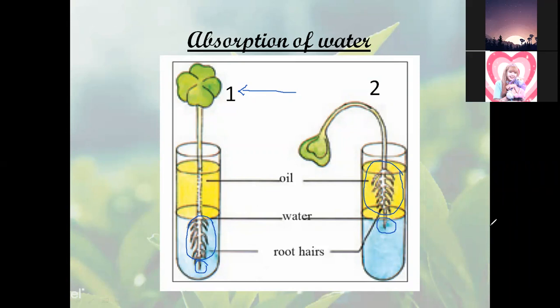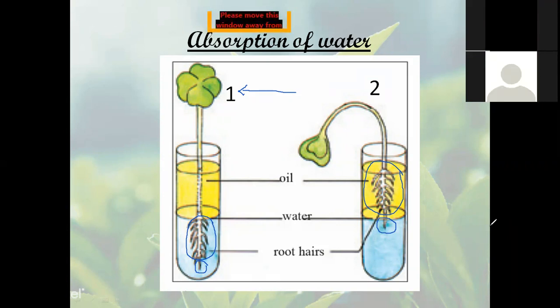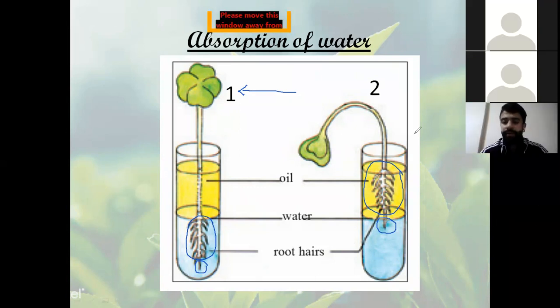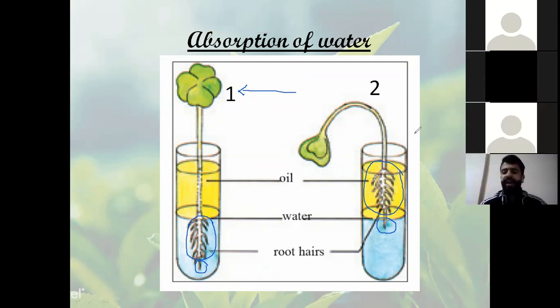What do you think, Amal? Yes, Ali, can you answer this? The root hairs. Why? Because in tube one, when the root hairs were in water, the plant grows green and tall. Very good. While in tube two, when the root hairs were in oil, but the root cap was in water, it didn't grow and it will die. Very good, Ali. That's it.